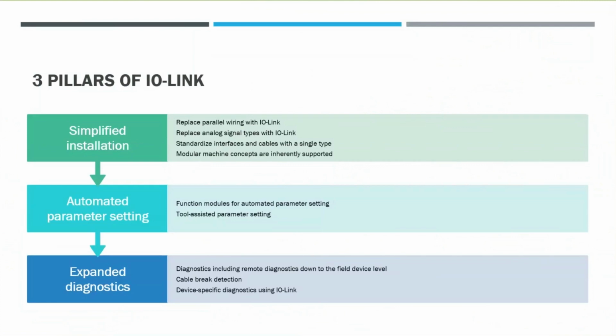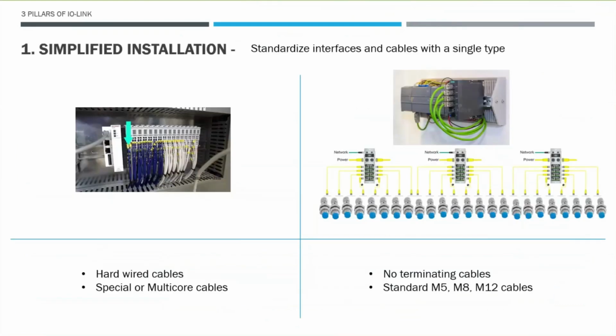Furthermore, from the consortium website itself, we have 3 pillars of IO-Link, which is simplified installation, automated parameter settings, and expanded diagnostics. Let's understand what this means. So firstly, you have simplified installations. So on the left, you can see the PLC in the cabinet, which has a bunch of cables coming from each of these sensors, which are distributed across the plant, right? So with this, you have to strip each cable, run each wire, or you have special or multi-core cables, right? And at the end of the day, you are terminating everything in your cabinets.